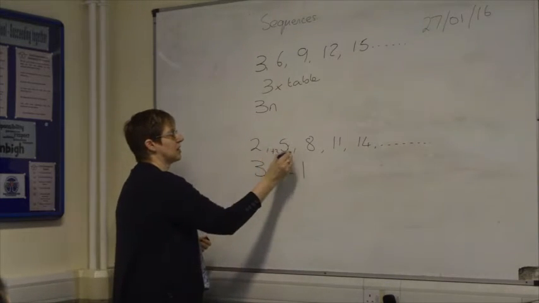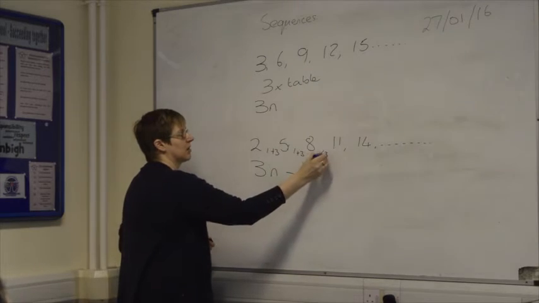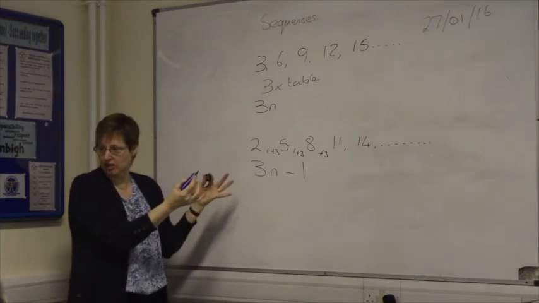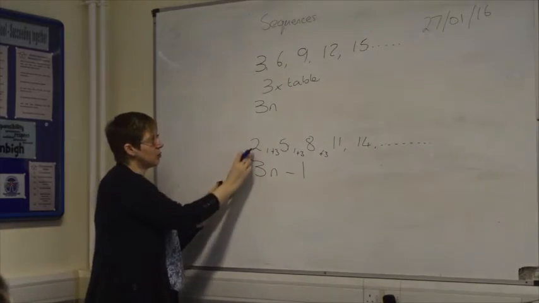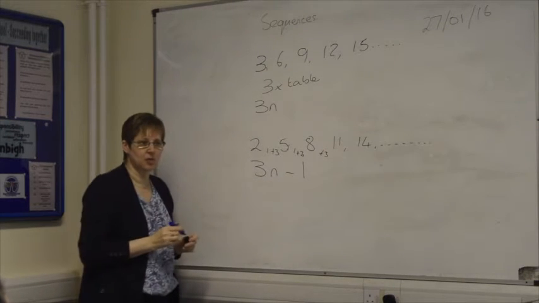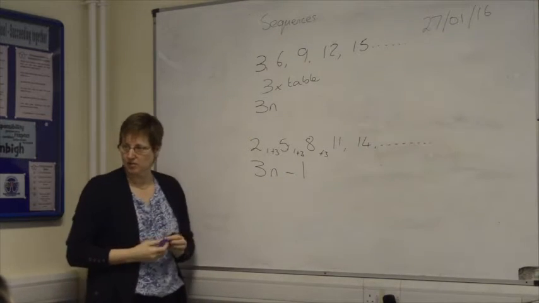So I'm still doing plus 3, plus 3, plus 3. So I know it's based on that 3 times table, but it starts 1 less. So I need to take off 1. Everyone happy with that? Right.